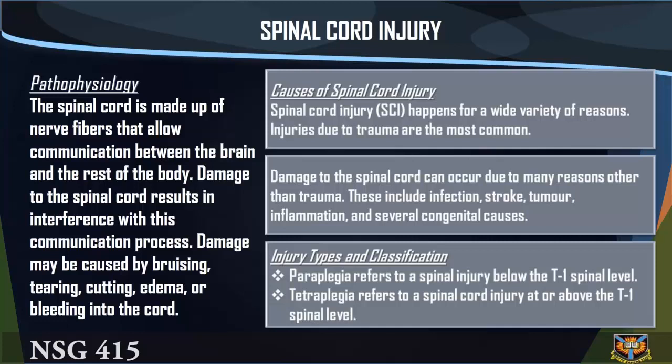Paraplegia refers to a spinal injury below the T1 spinal level. Typically, these injuries result in some degree of weakness and sensory changes in the trunk, legs, and feet. Individuals with paraplegia have injury to their spinal cord from thoracic 2 or T2 on down through sacral 5 or S5. Tetraplegia refers to a spinal cord injury at or above the T1 spinal level. Typically, tetraplegia results in weakness or sensory changes of arms or hands and legs. In the past, doctors referred to this sort of injury as quadriplegia. Tetraplegia is now the preferred term in the medical community, although quadriplegia is still commonly used.